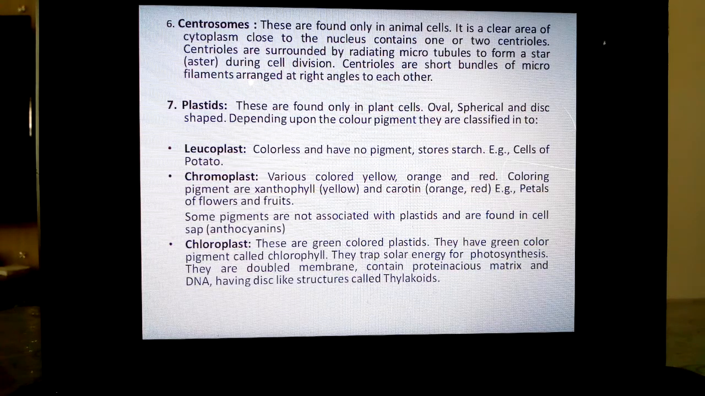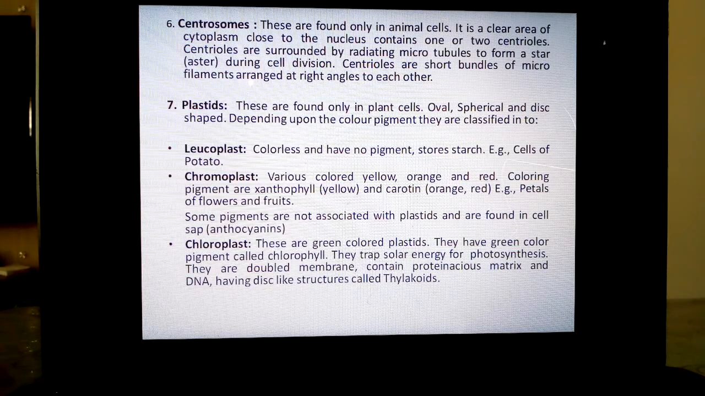These centrioles rotate like that only. Understood? Centrioles are surrounded by radiating microtubules to form a star-like structure, and it is observed only during cell division. Centrioles are short bundles of microfilaments arranged at right angles to each other.